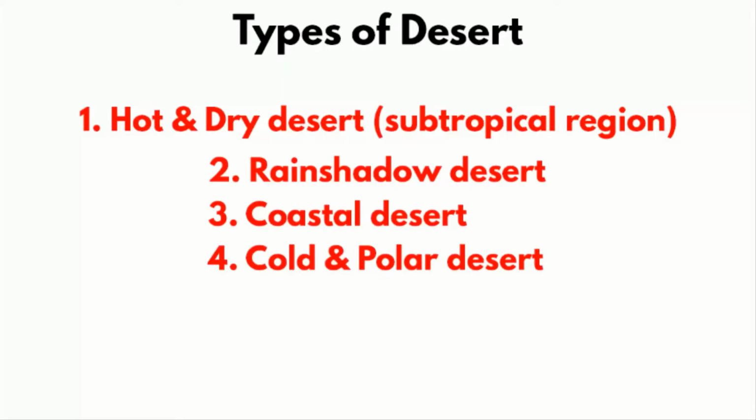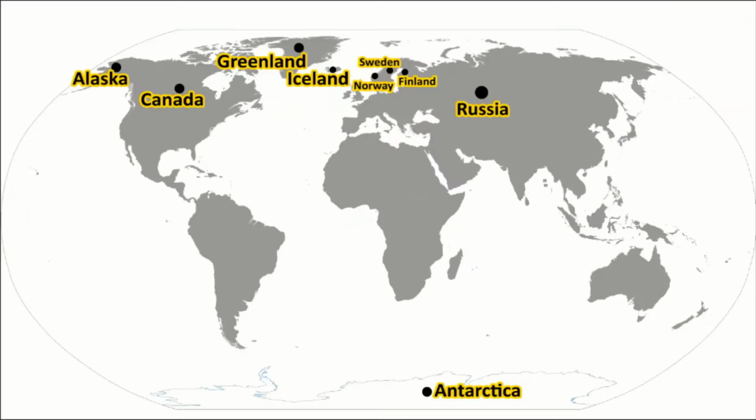Finally, we have the 4th type, which is the cold and polar desert. Examples of polar deserts are Antarctica, Alaska, Canada, Greenland, Iceland, Norway, Sweden, Finland, and Russia. In India, we have Ladakh, which is a cold desert. Even Mongolia's Gobi Desert is a cold desert, but it is also a rain shadow desert. The Patagonian Desert in Argentina is also a cold desert. Cold deserts are found in temperate regions at higher altitudes and are located at the center of the continent. Because of the low temperatures, pressure, moisture, distance from sea, and poor vegetation, precipitation is very low in these regions.